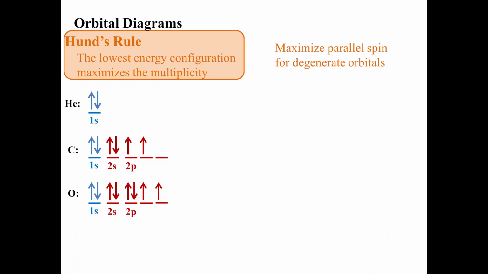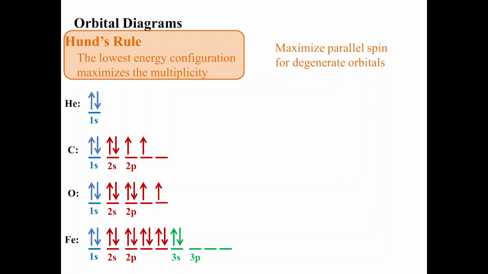All right, so let's do one more example. Let's look at iron. Iron has 26 protons and 26 electrons. And so we start off with 1s, fill that up, then 2s, fill that up, then 2p, and we'll fill those up all with the same spin to begin with, and then pair them up. Then we go to 3s, and we'll fill that up, then 3p, again, we want to fill them all up with the same spin to begin with, and then we'll pair them up.